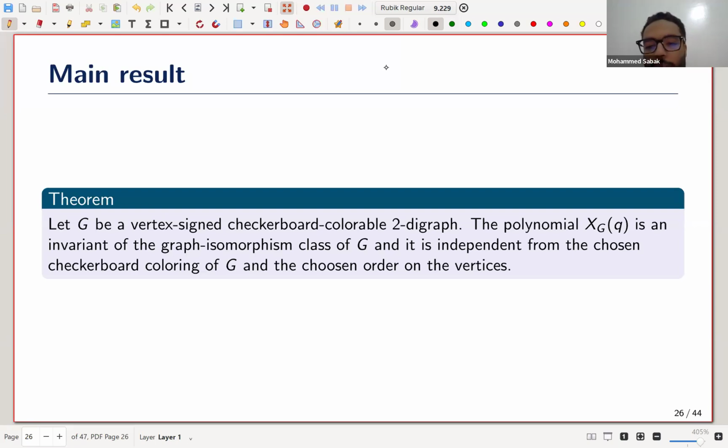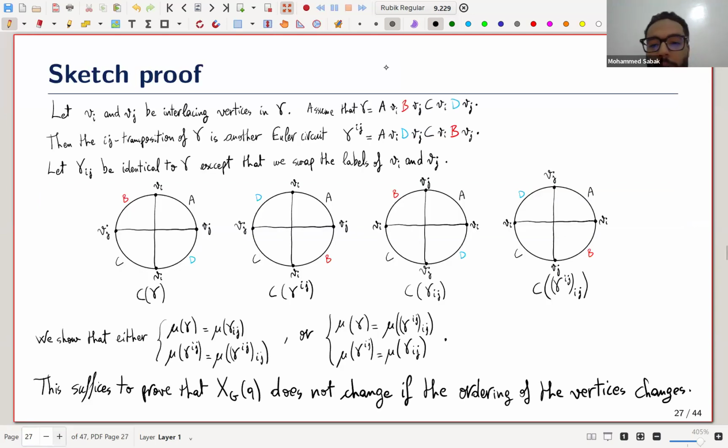So the only point that is a bit difficult to see is the last one, namely that x of G is independent of the chosen order. So how did we go about it? Actually, we used what is called transpositions of the Euler circuit.